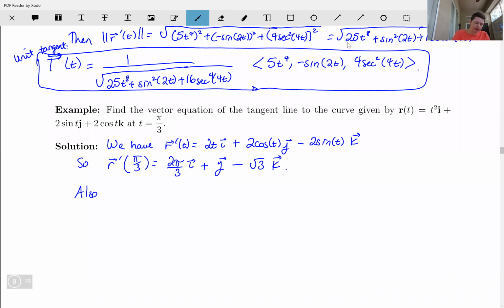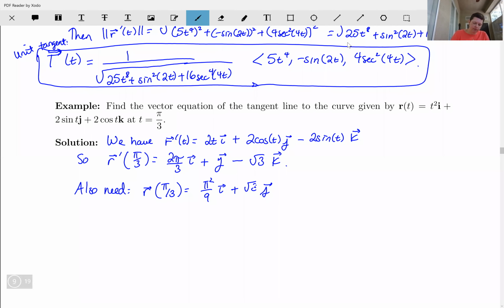We also need to evaluate our function at the point t equals pi over 3. So that gives me t squared, that's pi squared over 9 i, plus 2 sine of pi over 3. We've already established that that is going to be square root of 3. And then 2 cosine of t times k, that's just going to give us plus k. So again, getting my computer to cooperate a little bit, this is what I get.